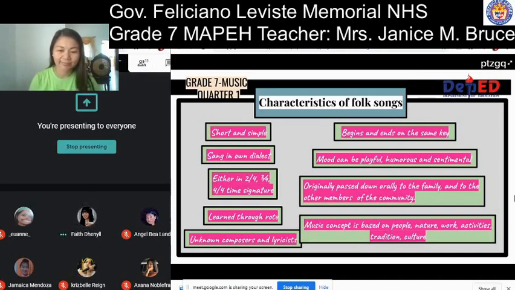Ma'am, some songs are originally based on daily activities or festivities, I guess. Okay, sure. So it could be based on festivities. It's also some type of occasion where people could make or write their composition.